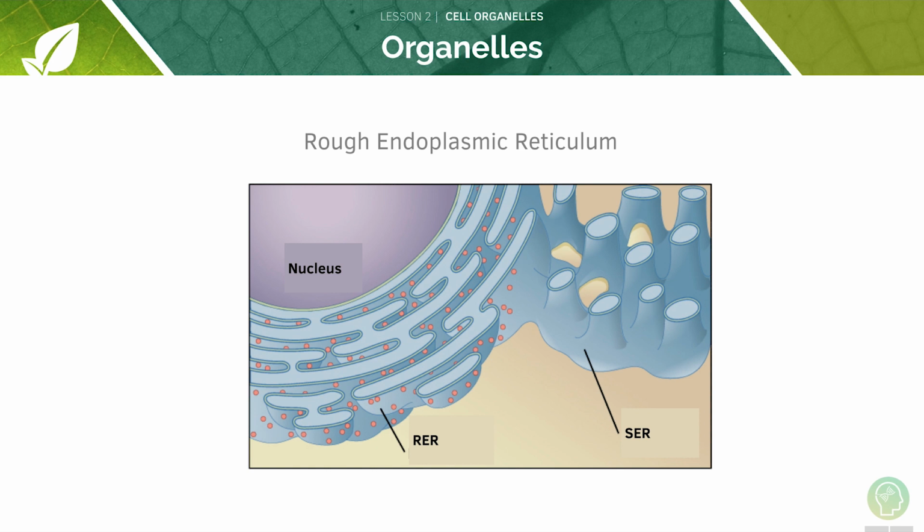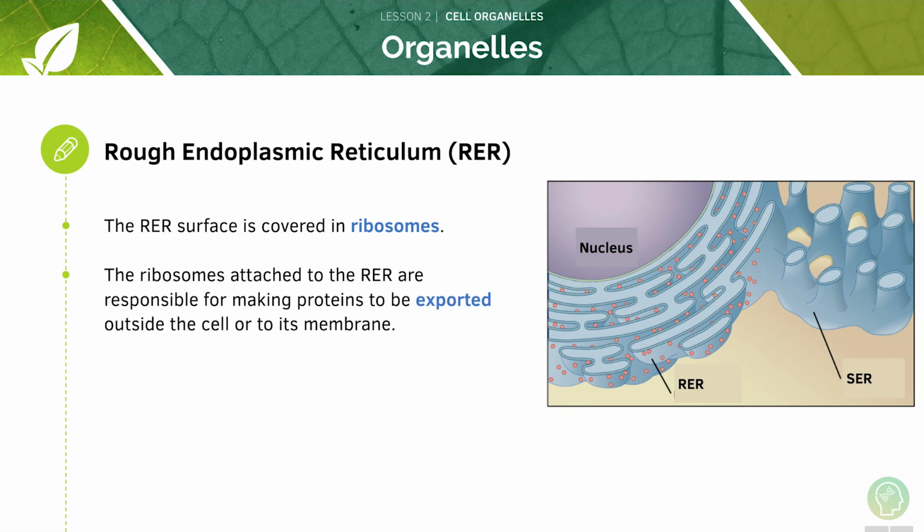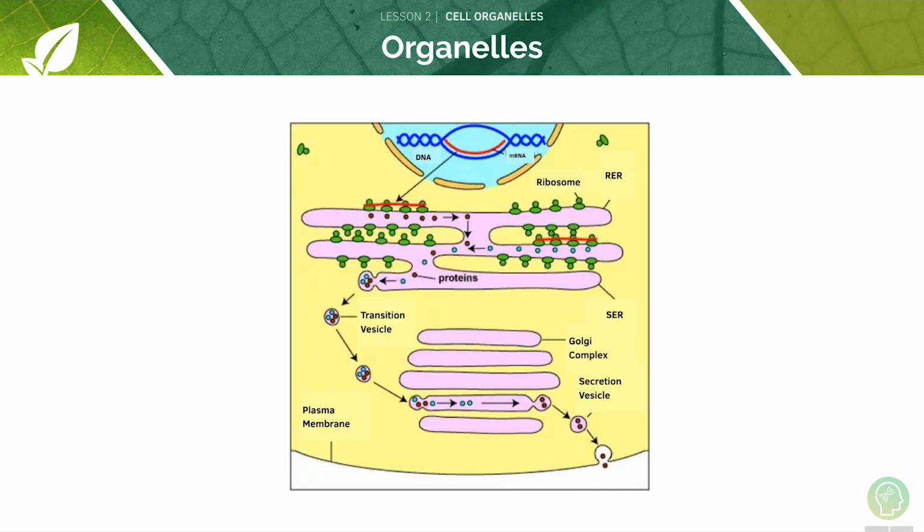Here, we can see the rough ER in contrast to the smooth ER. The RER surface is covered in ribosomes. This is why we call it the rough endoplasmic reticulum, because it looks bumpy under a microscope. The ribosomes attached to the RER are responsible for making proteins to be exported outside the cell or to its membrane. We can see the rough ER here.